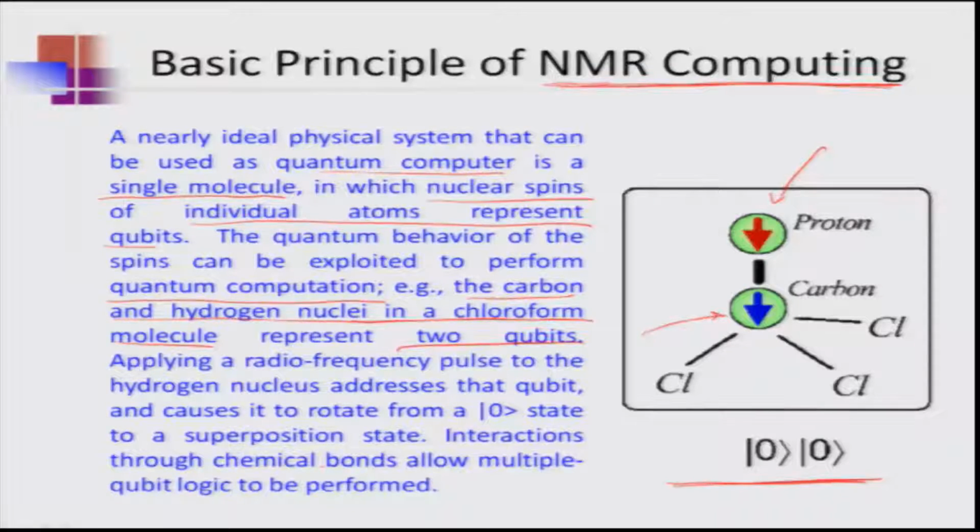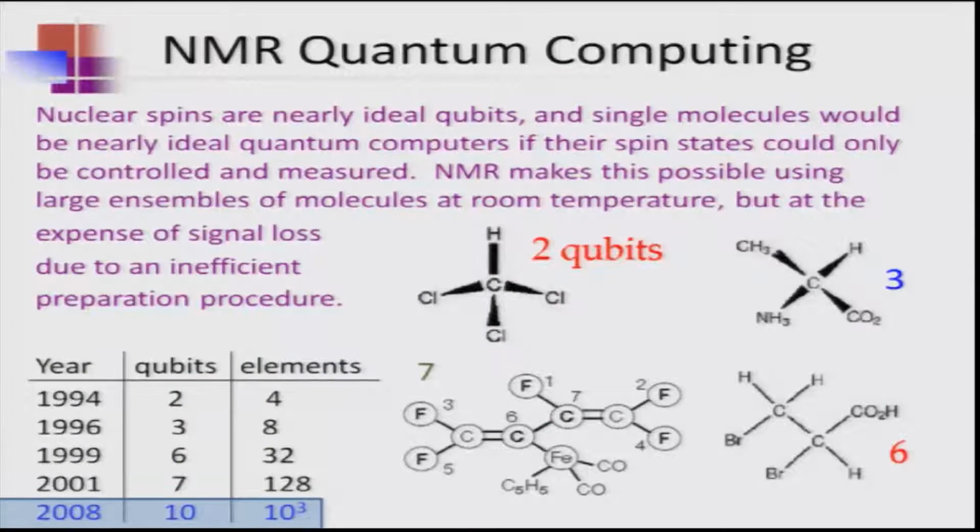Interactions through chemical bonds allow multiple logics to be performed in this condition. So, basically this particular set, whatever is generated through chemical bond, is happening because you have the chemical bond between the proton and the carbon, and this interaction is the reason for this computation to work. So, this is one of the ways quantum computing has been attempted, and let us see how it has been shown.